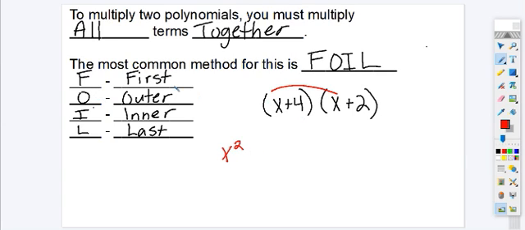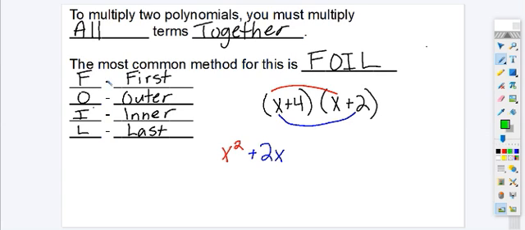And then I would multiply the outer terms. So that would be the 2 on the outside of each polynomial. So the x right here and the 2 right there. X times 2 would make positive 2x.